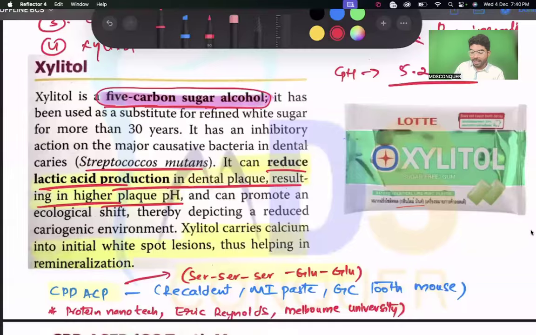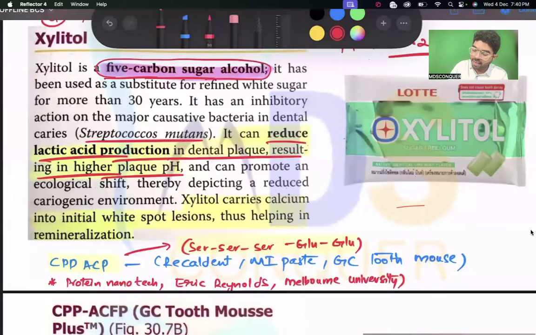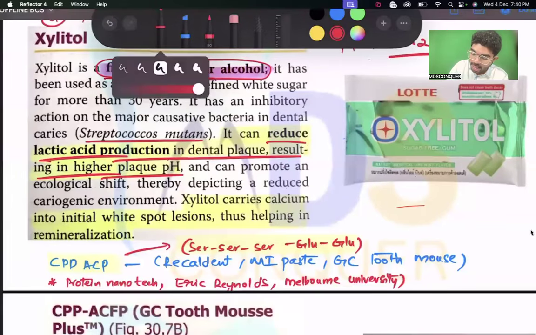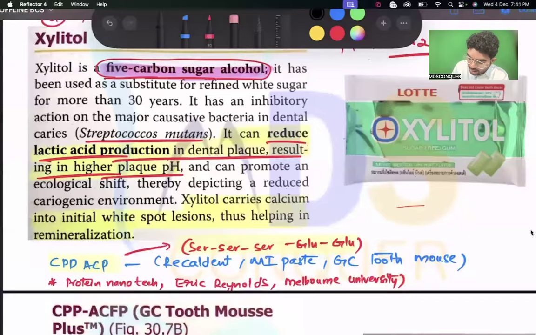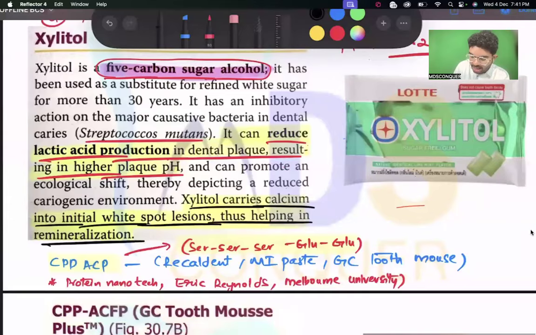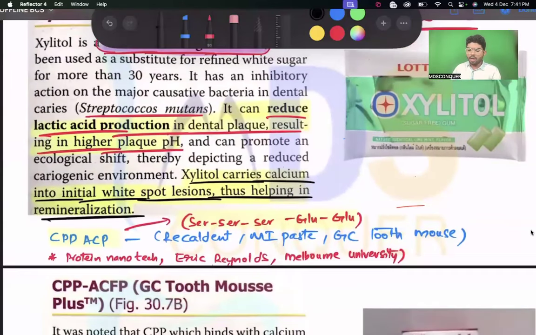So you check out this particular line where questions are very frequently asked. What is this line? You check out the last line. Xylitol carries calcium into the initial white spot lesion, which helps in remineralizing the white spot lesion. That is the treatment for a white spot lesion. A white spot lesion has to be remineralized. We don't prepare a cavity on a white spot lesion. Then, this is all about xylitol.